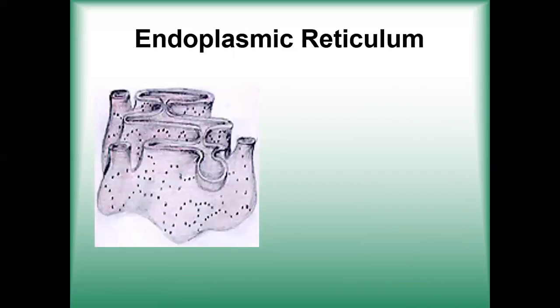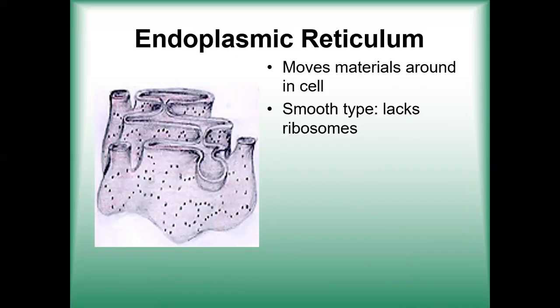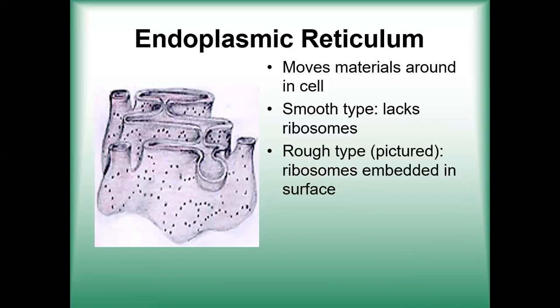Now there's the endoplasmic reticulum, and there are 2 types of endoplasmic reticulum, but they both move materials around in the cell, but the smooth type does not have ribosomes. The rough type, which is in this picture here, does. There are ribosomes embedded into its surface. Ribosomes make proteins, which we'll get into later, but it gives it this rough appearance, and that's where the 2 different names come from: smooth type, rough type.